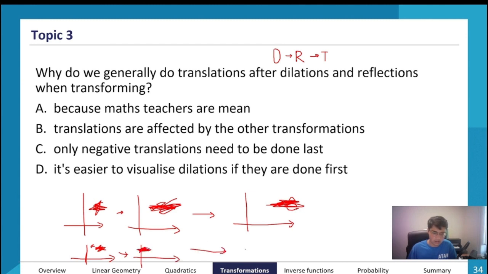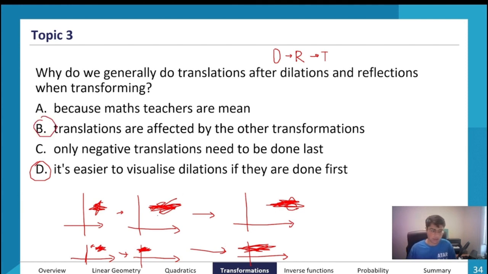And then dilating that is going to get very confusing for us to keep track of, especially for bigger, more complex graphs that you might encounter. It's just generally easier to understand the dilation if it's done first. So the answer here is D. Another valid answer, though, is that translations are affected by the other transformations. So the answer is also B.